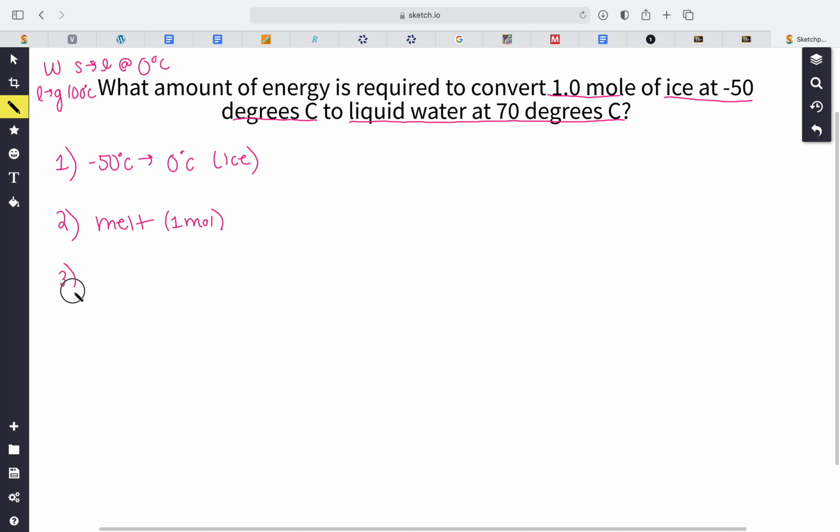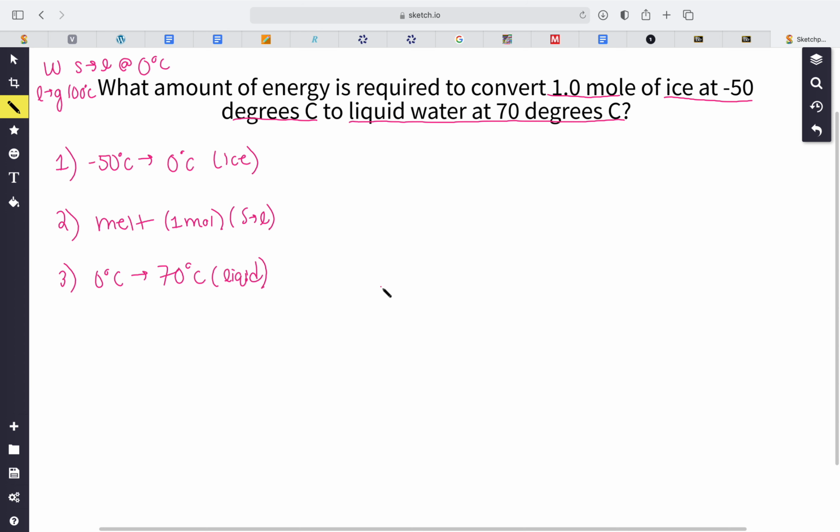Okay, and then the third thing, now that it's in the liquid phase, actually, let me write this in here. So it's going to go from a solid to liquid, just so that I have that in my mind in case I forget what melting means. So now that we're in the liquid phase, we're going to go from 0 degrees Celsius to now 70 degrees Celsius. And we are staying in the liquid phase.